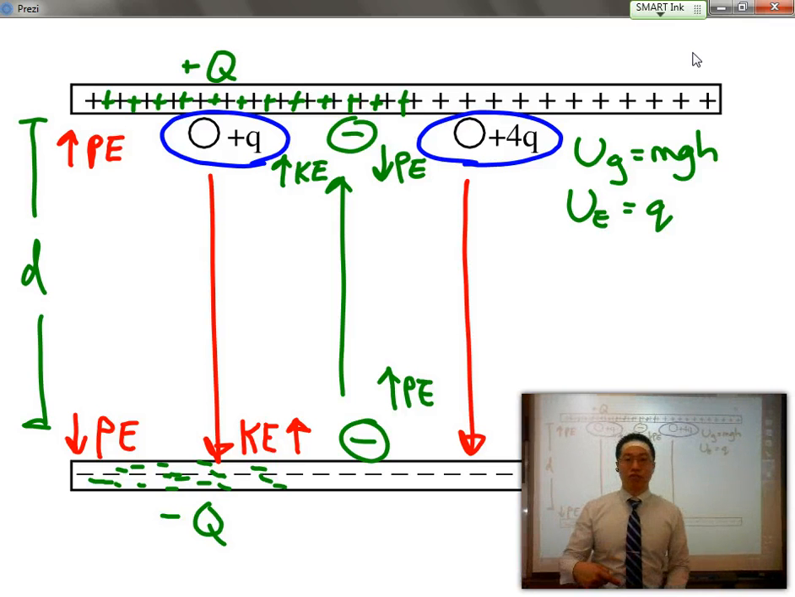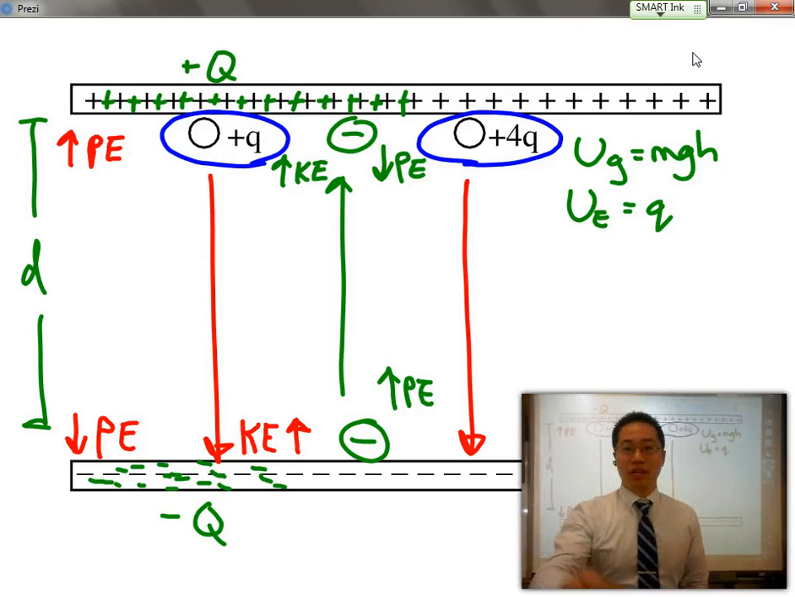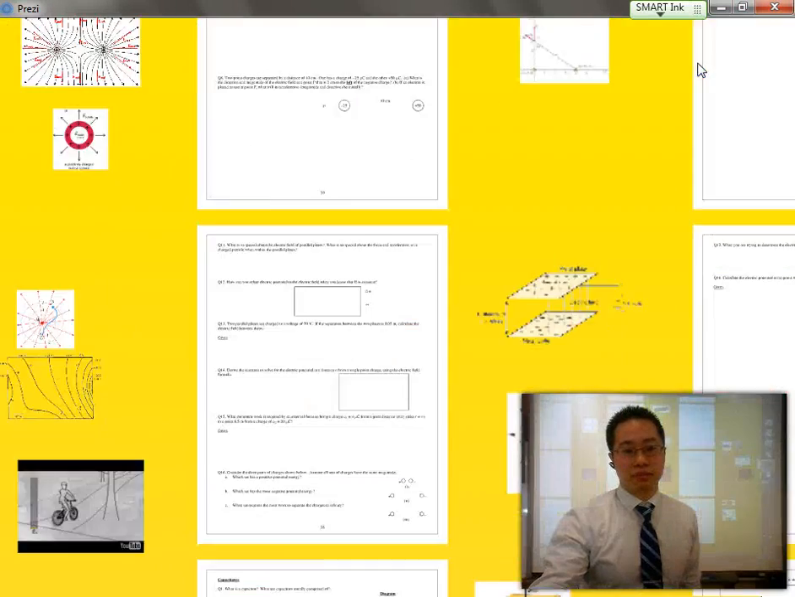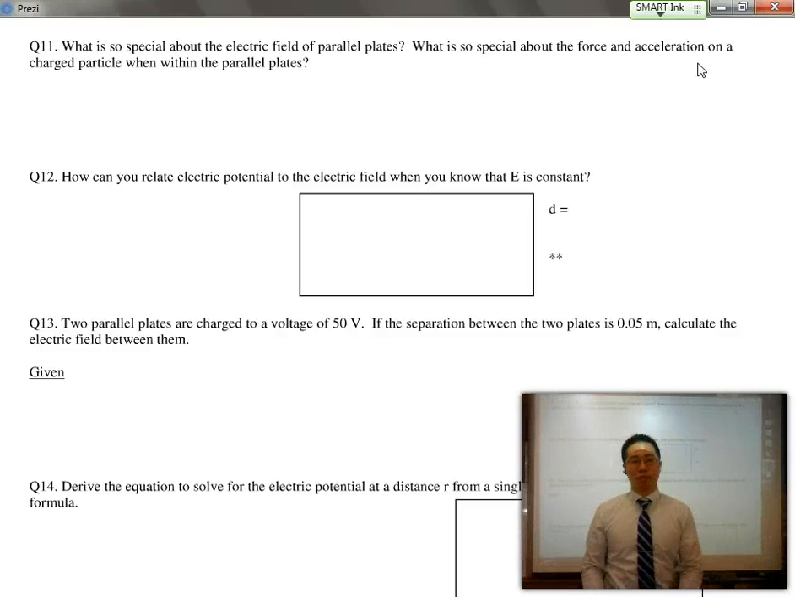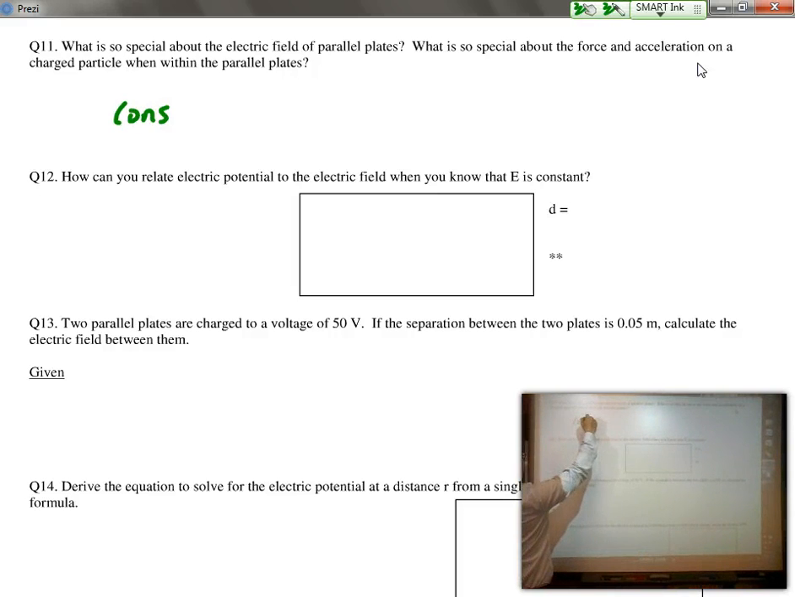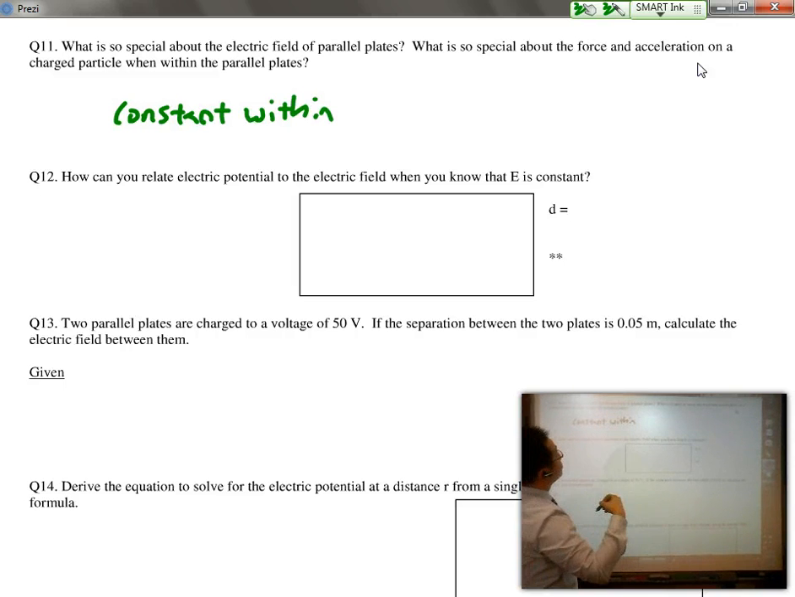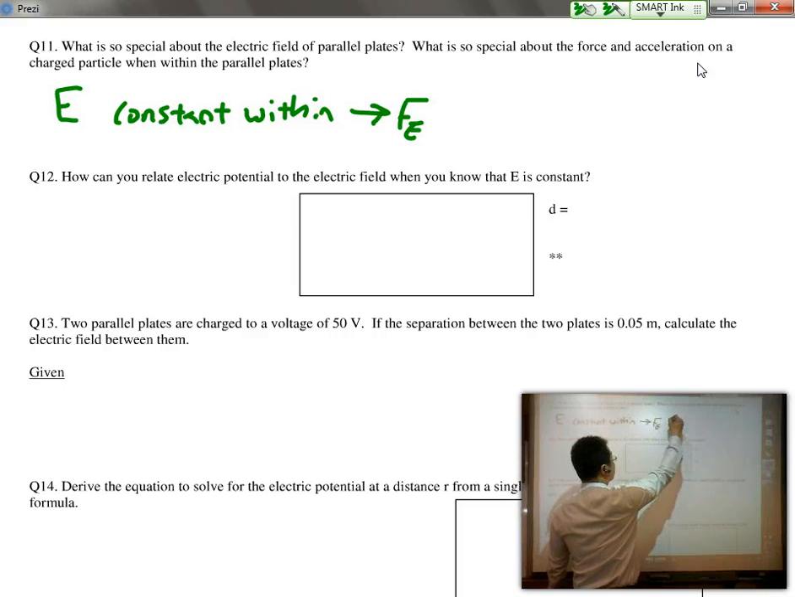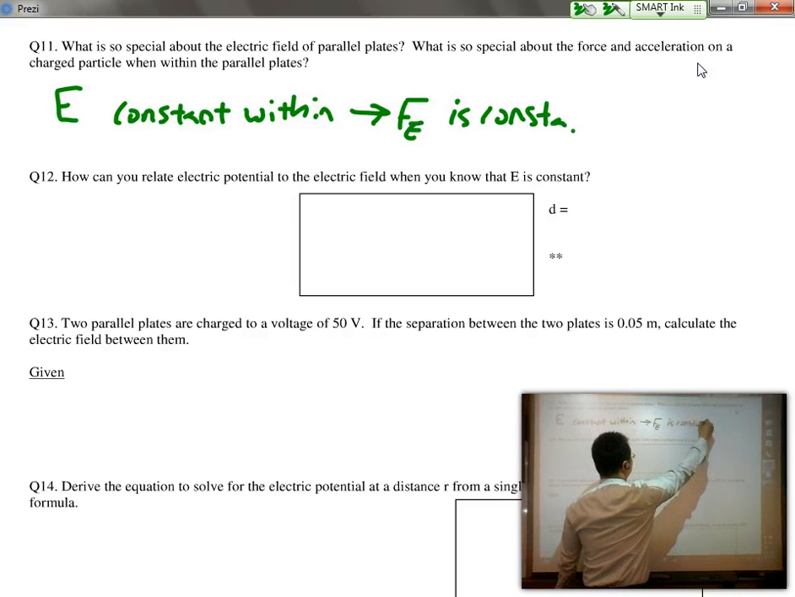So before we actually move on, let's take a better look at parallel plates themselves. Okay. So this is on a page further in your packet. What is so special about the electric field of parallel plates? Of course, we know that the electric field of parallel plates is constant within, and because the E is constant, we know, of course, as we said before, that the Fe on a charge is constant also.